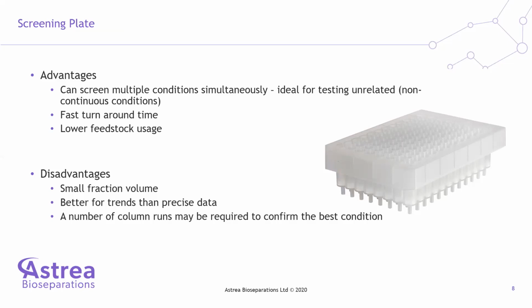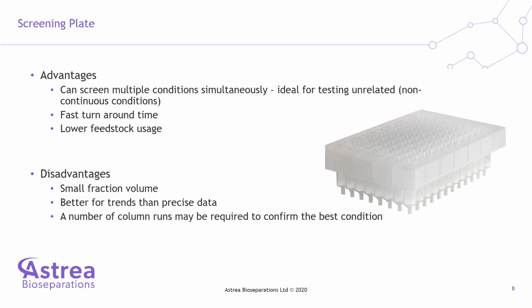This approach also has a really fast turnaround time. The actual screen takes only a couple of hours. The time-consuming part for this is making up your buffers and running your assays, but these are things that you would need to do if you're running in a column anyway. Because you're using much smaller columns, you've also got lower feedstock usage.